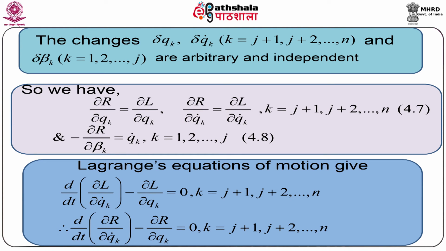This leads to the following equations. Del R del qk equal to del L del qk, del R del qk dot equal to del L del qk dot. These equations are valid for k equal to j plus 1, j plus 2 up to n, and minus del R del beta k equal to qk dot for k equal to 1, 2 up to j.